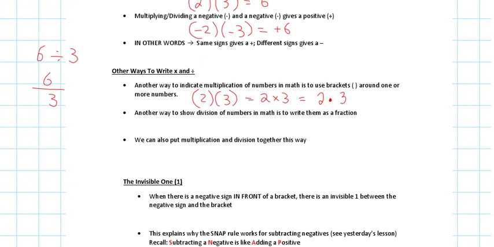So I said that another way to show division is by actually writing the division, so 6 divided by 3, or you can write it as a fraction, 6 over 3. They mean exactly the same thing.